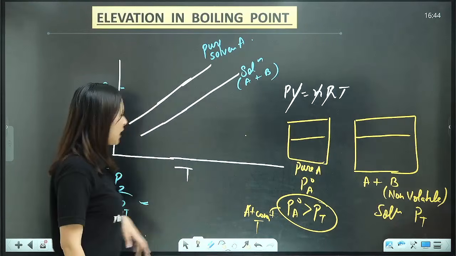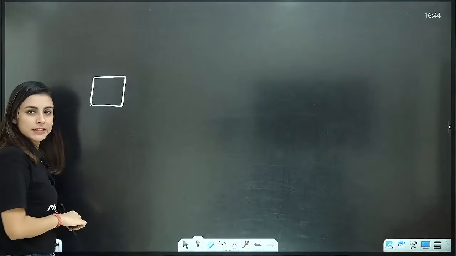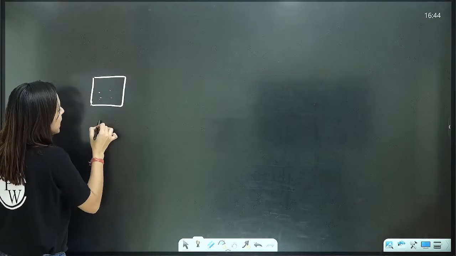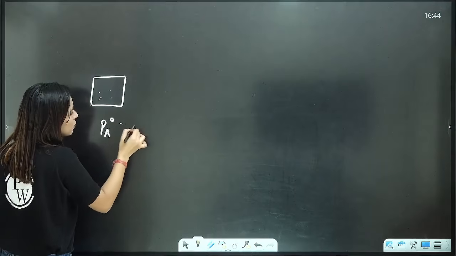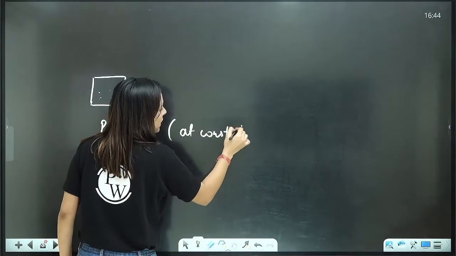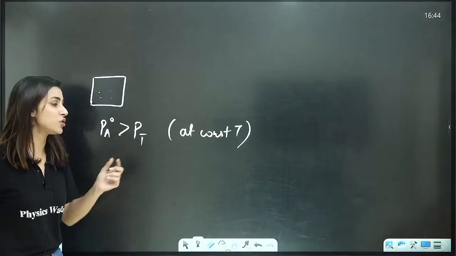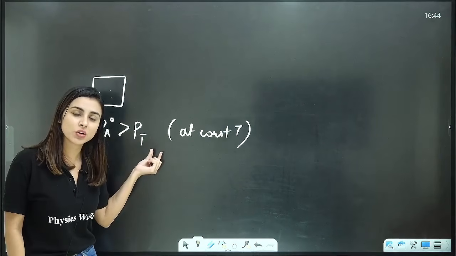Yes ma'am, I understood this. Now, if you have a container like this, you know that the vapor pressure PA naught is more than P total at some constant temperature. At some temperature T, as you keep increasing the temperature, at every temperature you know that PA naught will always be more than P total.